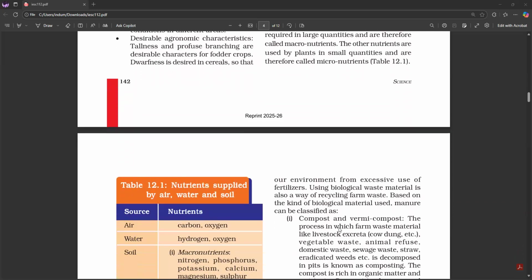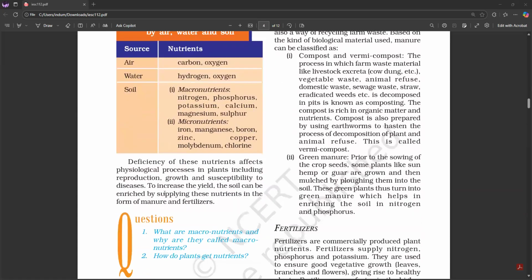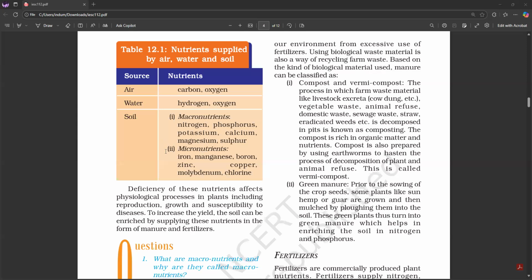Table 12.1. Nutrients supplied by air, water, and soil. Source, nutrients. Air: carbon, oxygen. Water: hydrogen, oxygen. Soil, macronutrients: nitrogen, phosphorus, potassium, calcium, magnesium, sulfur. Micronutrients: iron, manganese, boron, zinc, copper, molybdenum, chlorine.